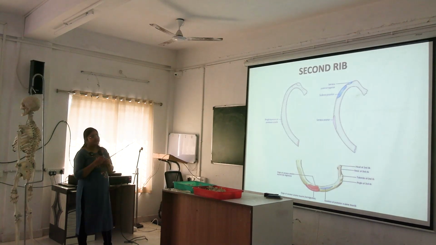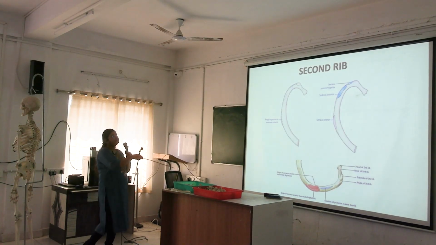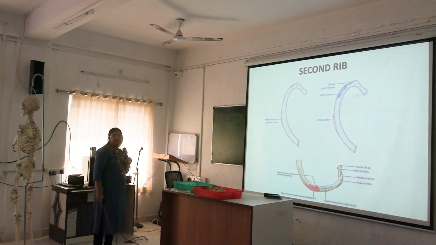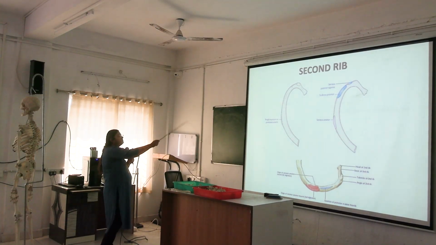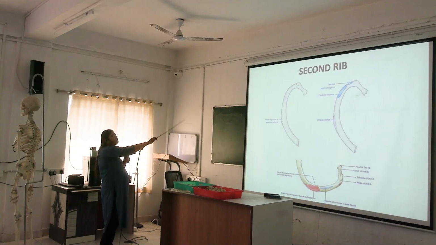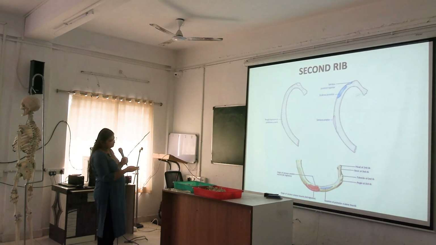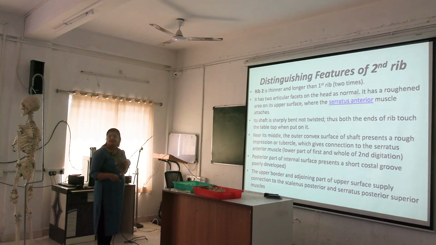Next we are going to the second rib. The second rib has some attachments, you can see: serratus posterior superior, scalenus posterior, serratus anterior. These are the attachments on the outer surface, and a rough impression and prominent tubercle for the serratus anterior. And other things are the same: the head, neck, tubercle are the same as in a typical rib.